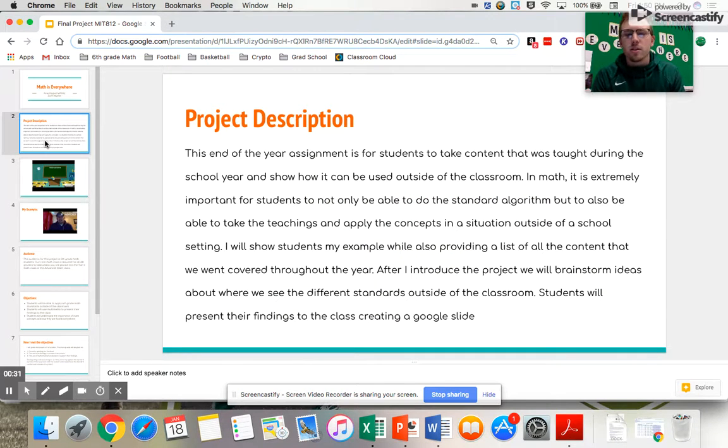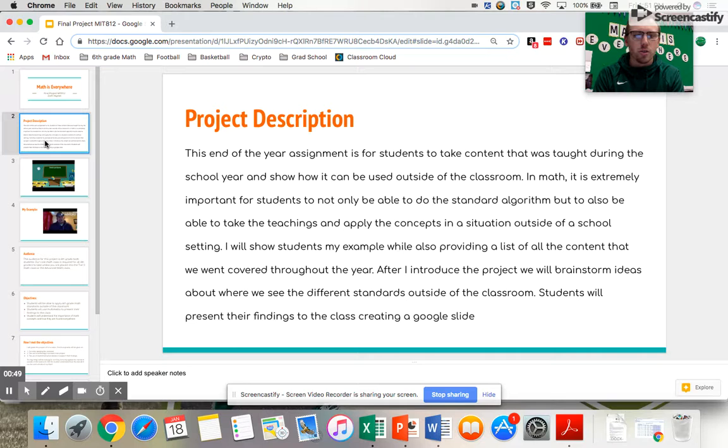This end of the year assignment is for students to take content that was taught during the school year and show how it can be used outside of the classroom. In math, it is extremely important for students not only to be able to do the standard algorithm, but to also be able to take the teachings and apply the concepts in a situation outside of a school setting.